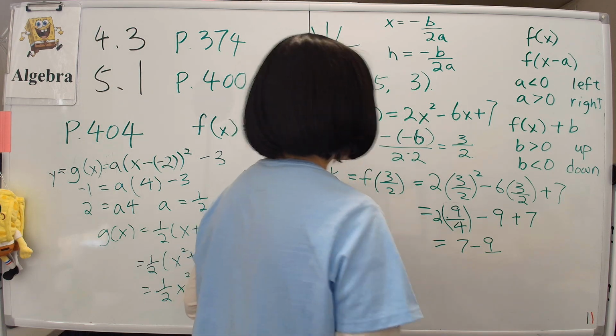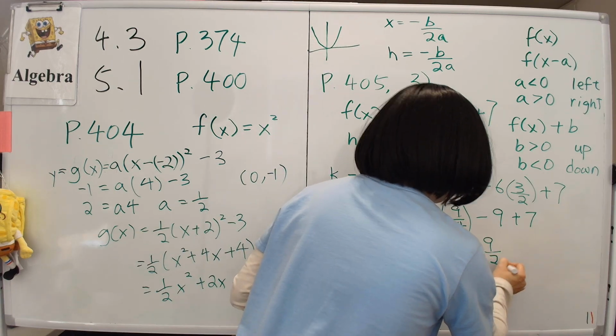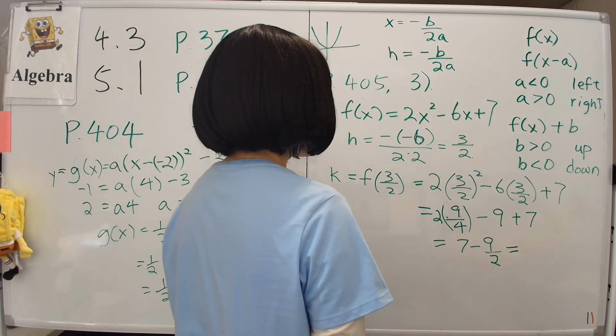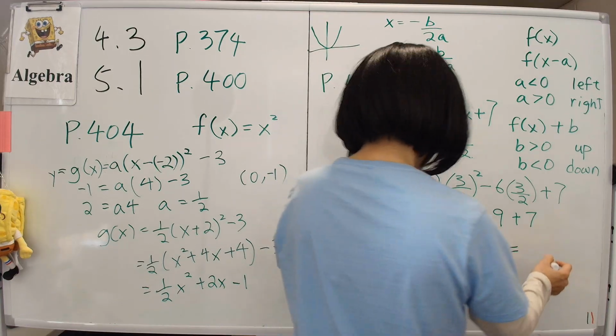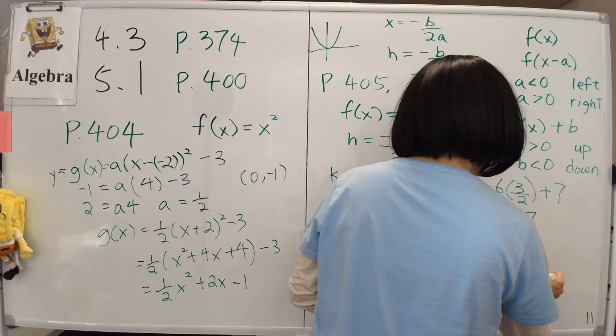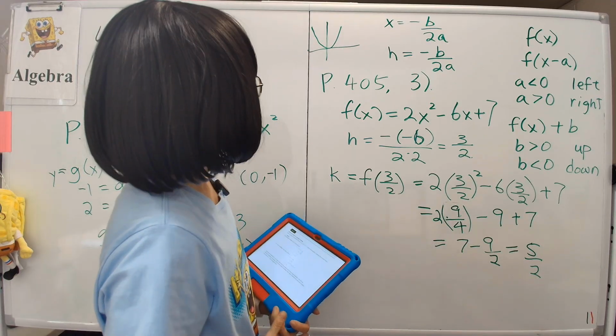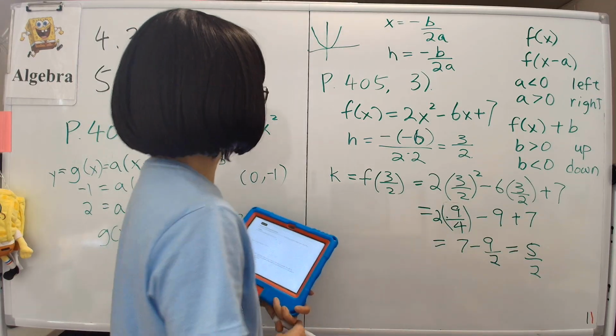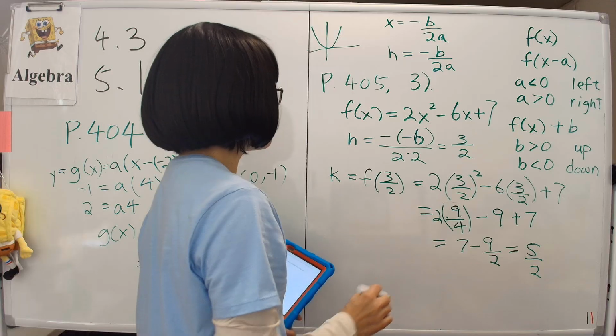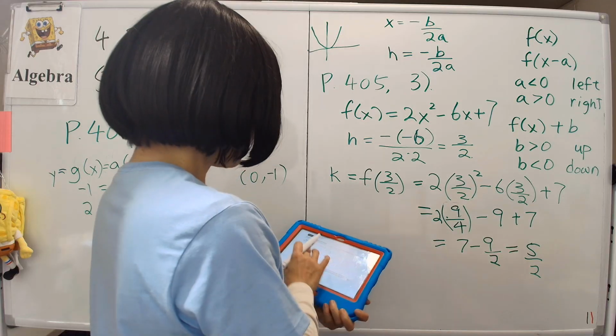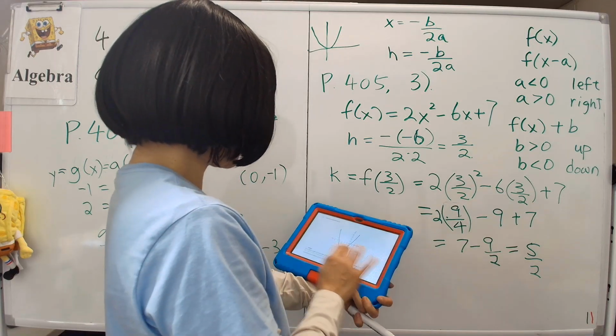9 over 2, right? And that should be equal to 502 or something. Yep, it is. All right. So that is equal to the value of k. Now, the next thing we need to do is, once we have h and k, we follow the exact formula of the standard form.